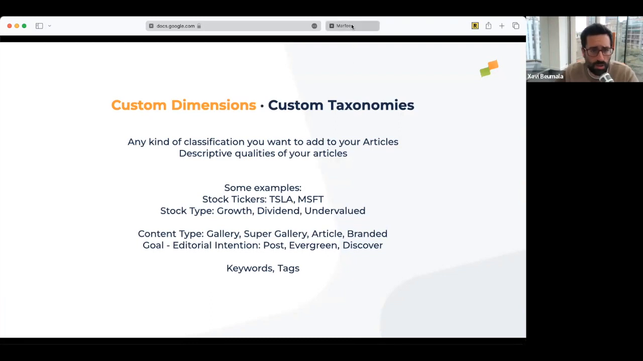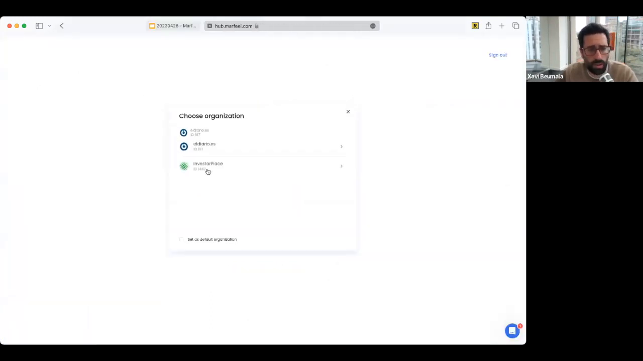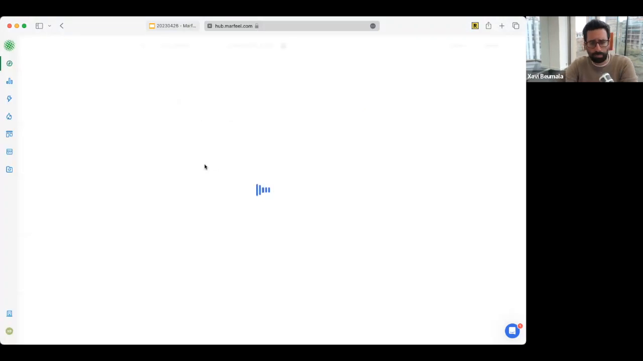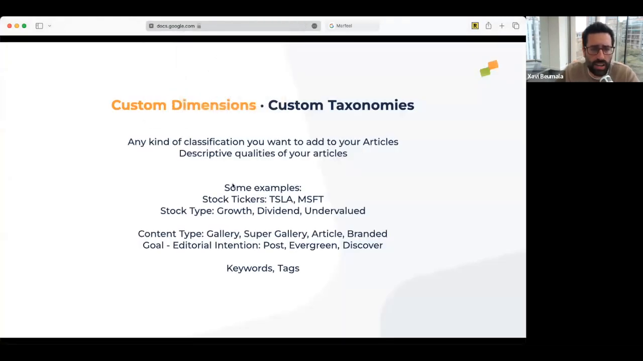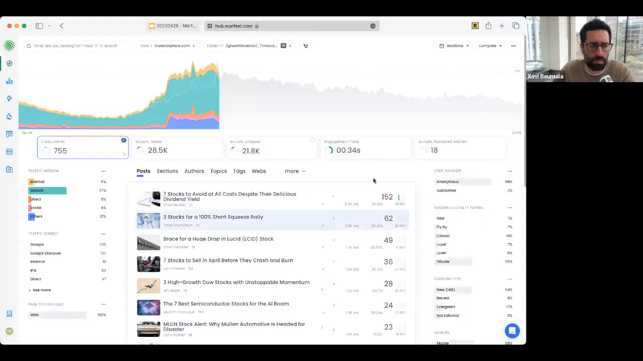For example, I'm going to swap back to Investor Place, which is the account that we are using. They are a financial publication. They publish lots of financial information and articles about stocks. An article mentions stock tickers like Tesla, Microsoft, or any other. They even took it further and classified those articles into different stock types: stocks for growth, stocks that bring dividends, stocks that, with their financial knowledge, they believe are undervalued.